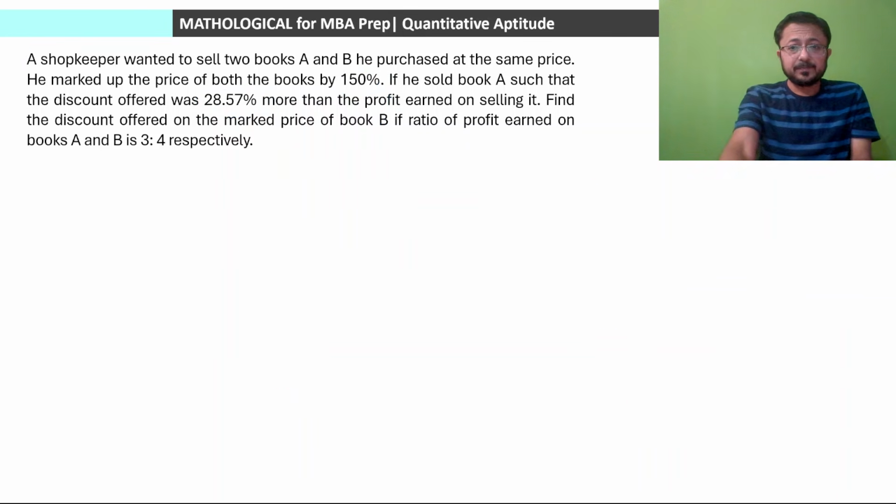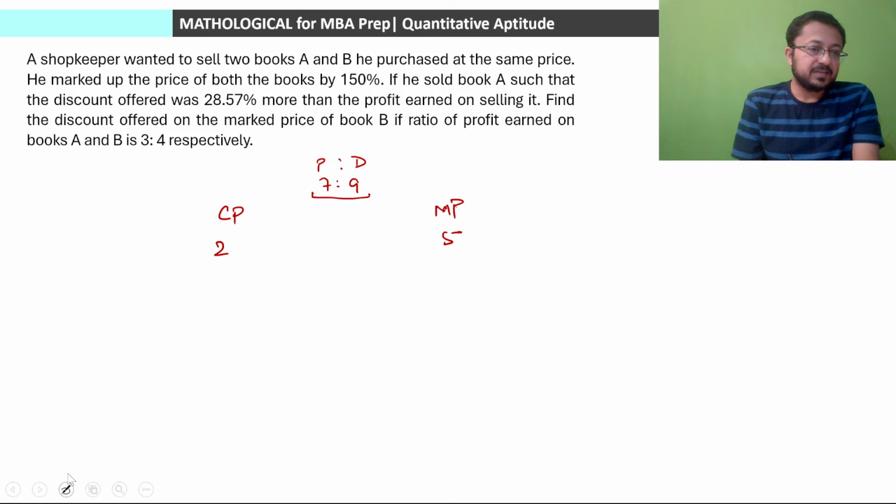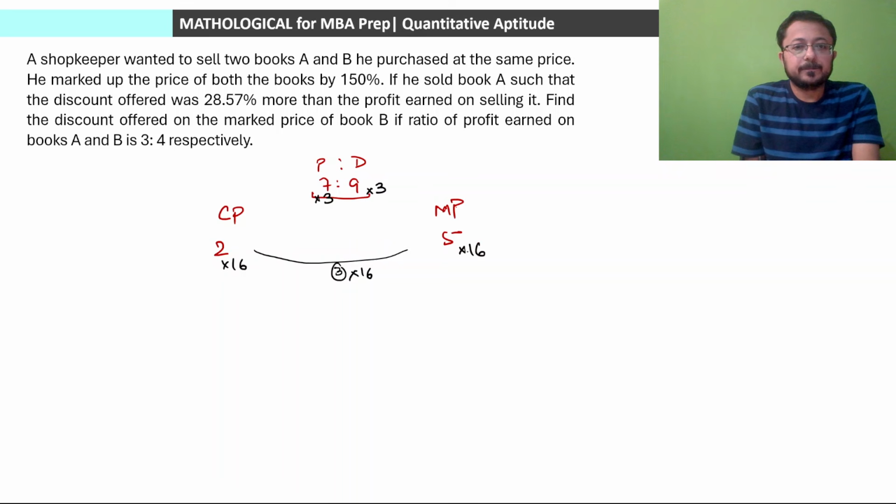Okay, let's write on a fresh page. So CP, MP. CP was 2, MP was 5, and profit and discount ratio is 7:9. So this total was 16. Here the gap is 3. Multiply this 16 by 3, so multiply both these values by 3 and multiply this gap of 3 units by 16. So we will multiply CP as well as MP by 16. So CP becomes 2 into 16, 32. MP becomes 5 into 16, that is equal to 80. And the gap between these two becomes equal to 48.